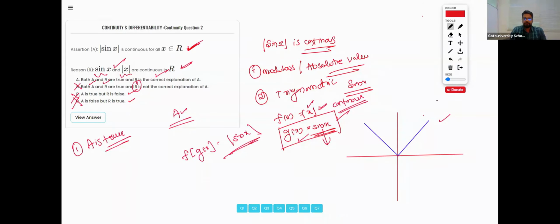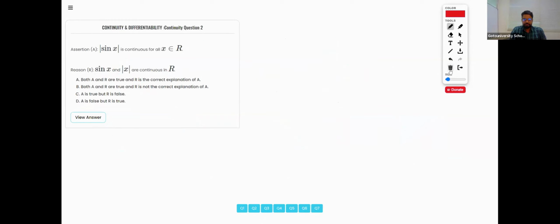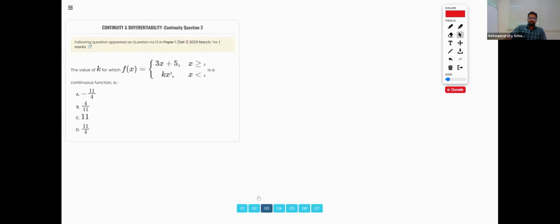Let's go to the next one. Quickly, the next question, which is question number 3. This is a very easy chapter if you understand it like this. Now let's go to this question. As it's a multiple choice question, again, we don't have to do all the steps, but we can understand the approach to get the answer.